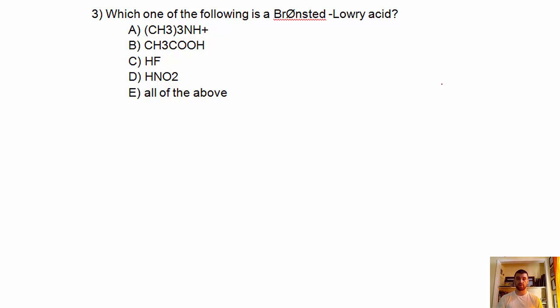Number three, which of the following is a Bronsted-Lowry acid? All right, so a Bronsted-Lowry acid gives off a proton, or it gives off an H plus, same thing. So let's see, this one would probably give off a proton. This right here, that's an organic acid group, so that's an acid. HF is an acid that we're familiar with, and HNO2 is also an acid. So it turns out all of those things are Bronsted-Lowry acids.